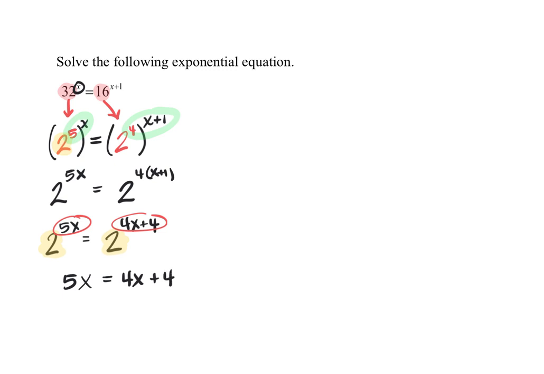So if you just subtract 4x, you'll end up with x is equal to 4. So our solution set, if you want to write it as a solution set with curly brackets, would be just the number 4.